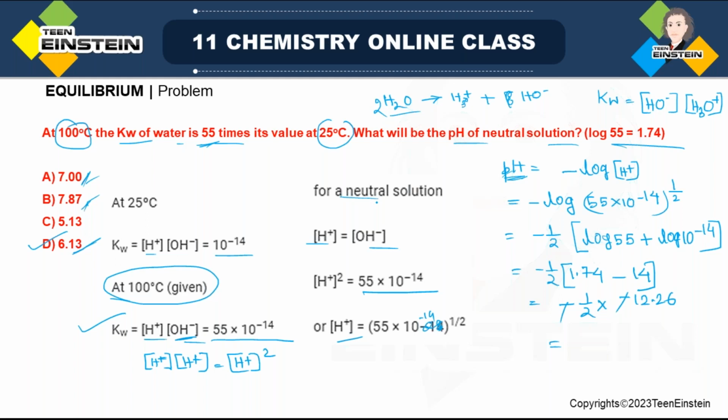So whenever you have temperature greater than 25, it may be 50, 60 degrees centigrade, 70 degree, 100 degree, it will always be lesser than 7. Now whether it is 5.13 or 6.13, that we have to calculate. But B and A cannot be correct. So this is correct.